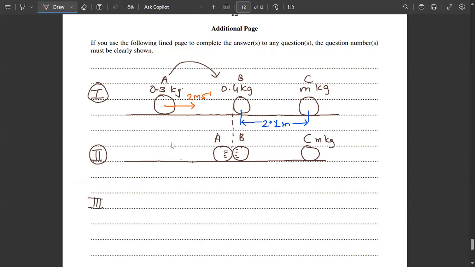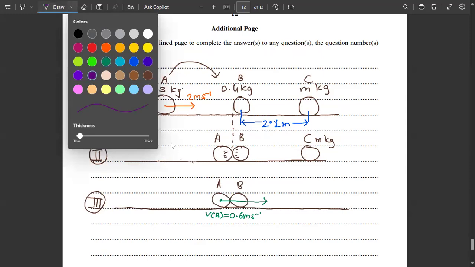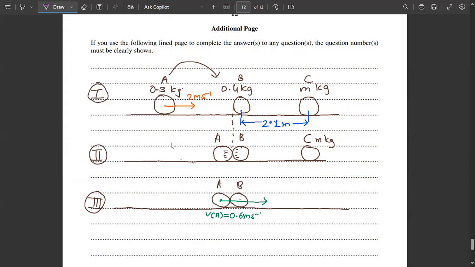And after this collision, A and B. After A collides with B, the speed of A is reduced to 0.6. That means the speed of A becomes 0.6 meter per second. And it is still moving in the same direction. And now even B will start to move. So the question is to show that the speed of B after collision is 1.05. So we have to find the speed of B after the collision.